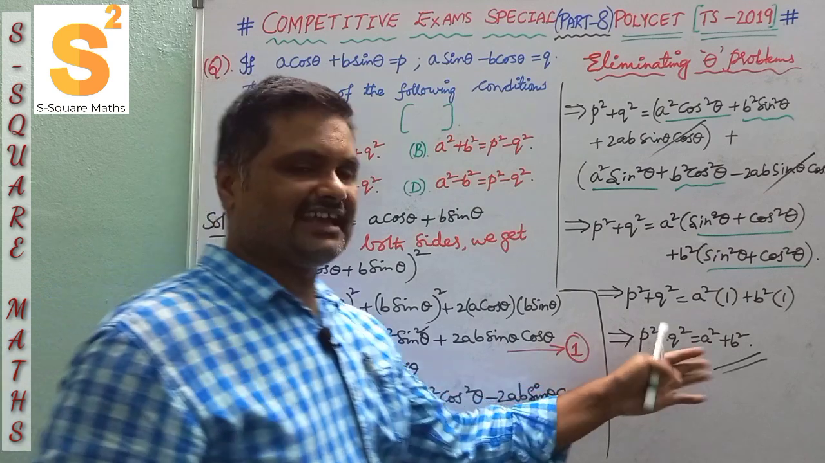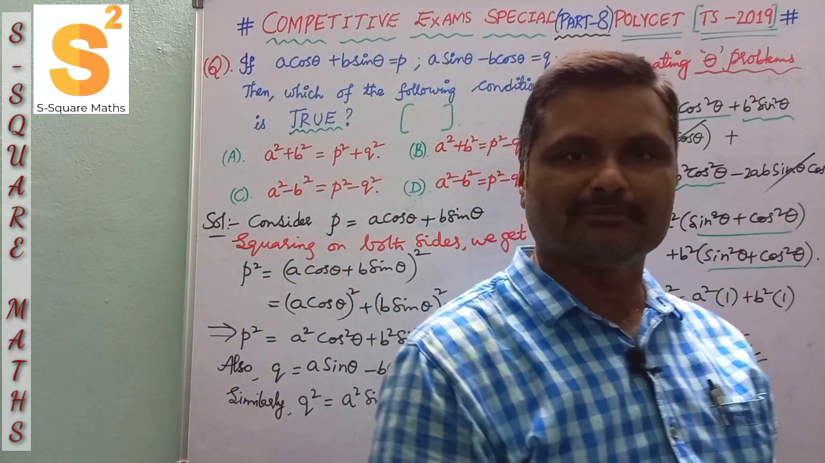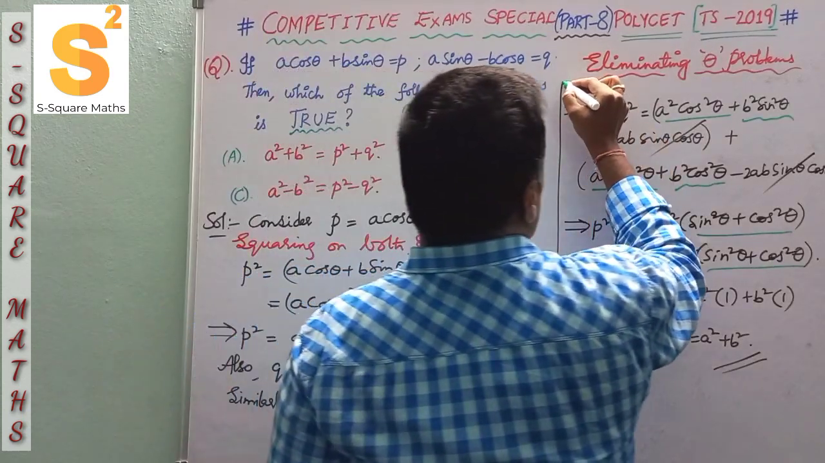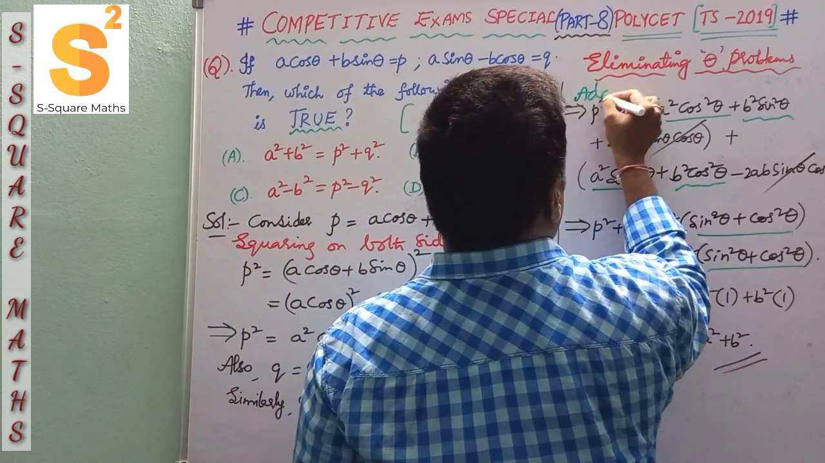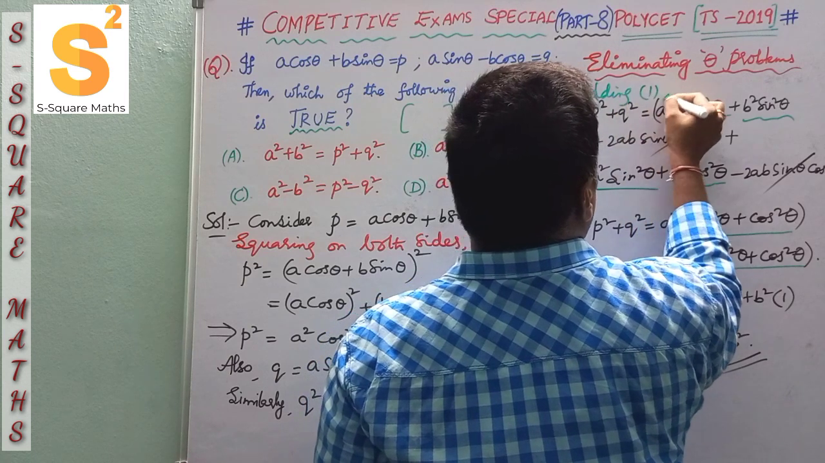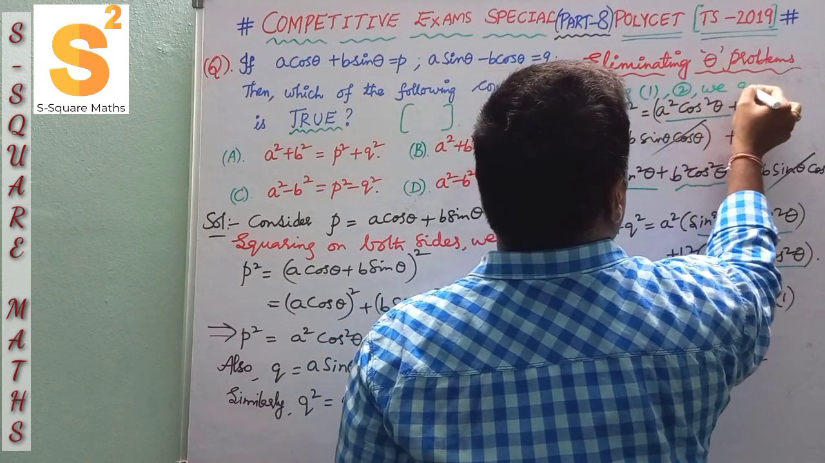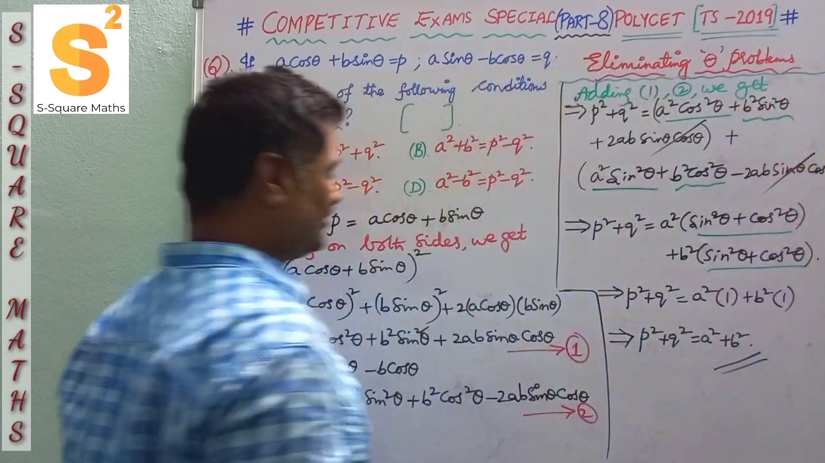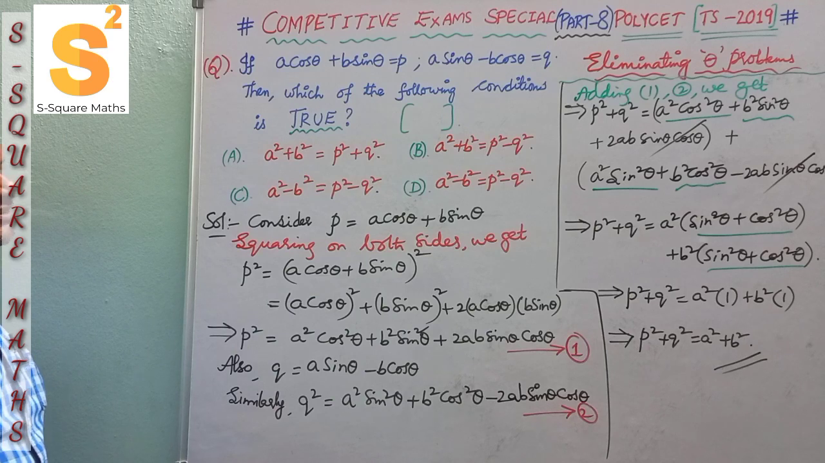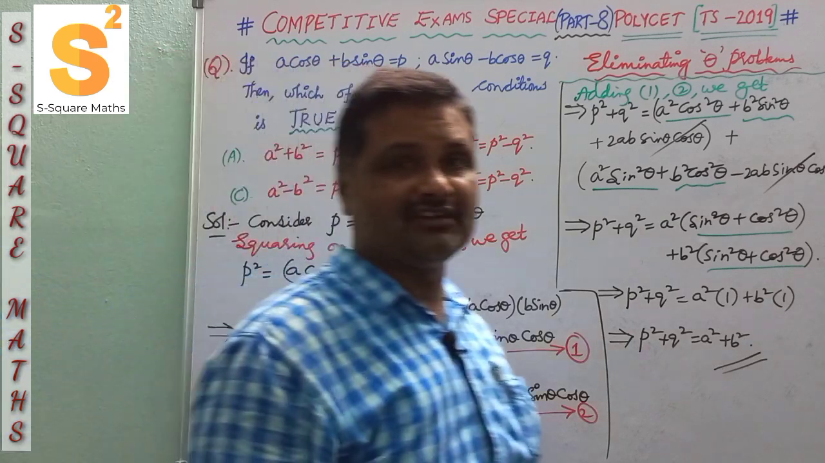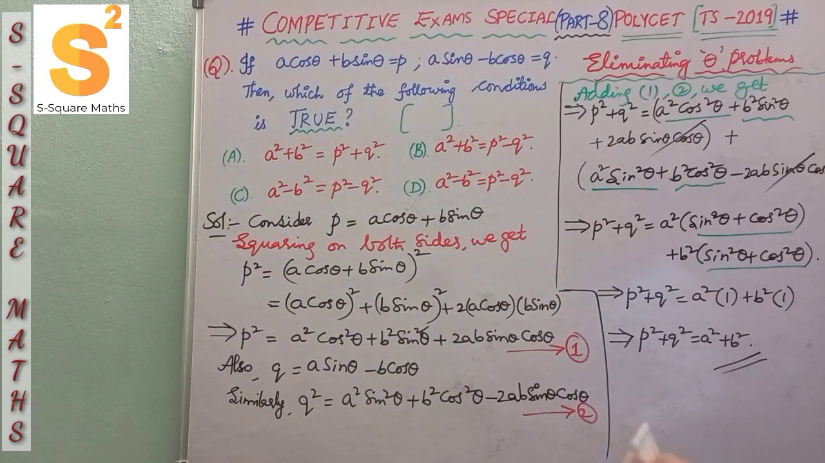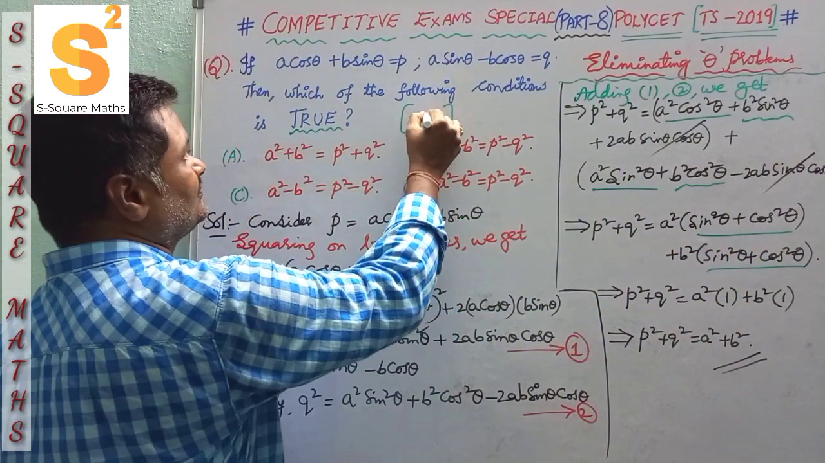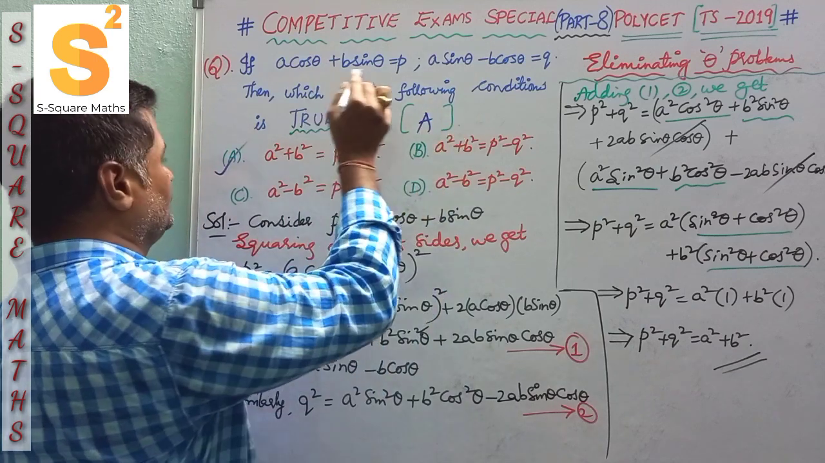If you observe carefully, theta has been eliminated. It has gone in the middle by doing some arithmetic operations, when adding equations 1 and 2. So that's why it is called an eliminating theta problem. If you observe carefully, our option falls under P square plus Q square is equal to A square plus B square. That is option A.